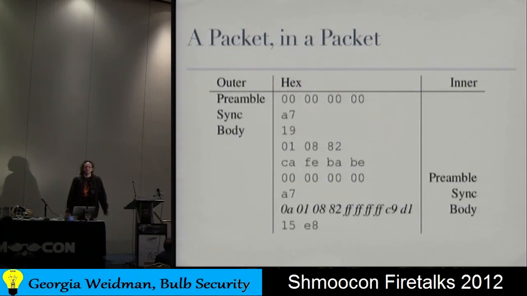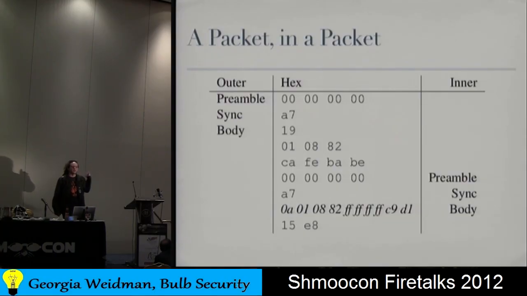This is what our exploit looks like on Zigbee, or IEEE 802.15.4. As you run through the packet, you have the preamble. This sets up the radio timing. Those are your 4 zeros. And then you have your sync field, which is your A7. That's your A7.